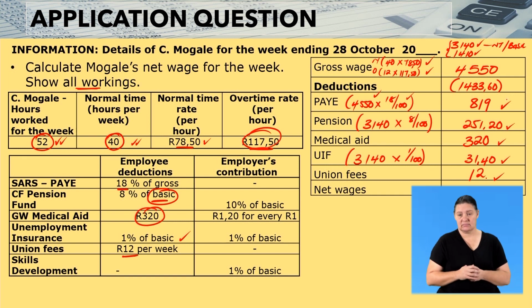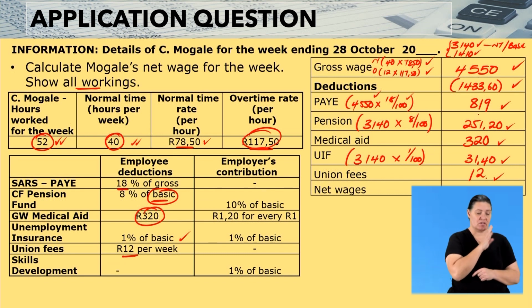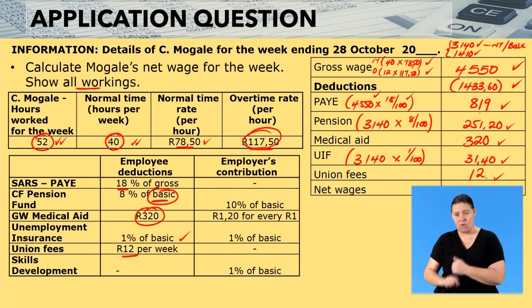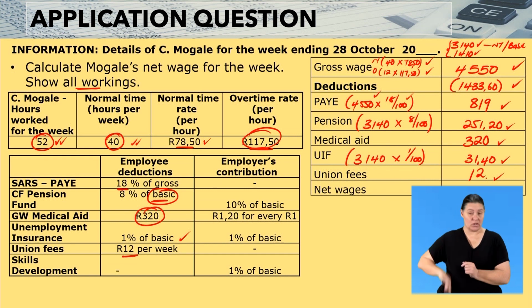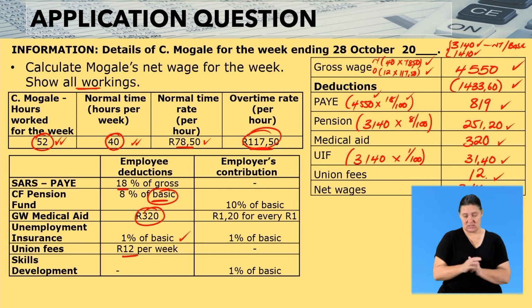We will now say gross minus deductions. The gross is 4,550. The deductions are 1,433 Rands and 60 cents. It will give me net wages, which is 3,116 Rands and 40 cents. That becomes your net wages.